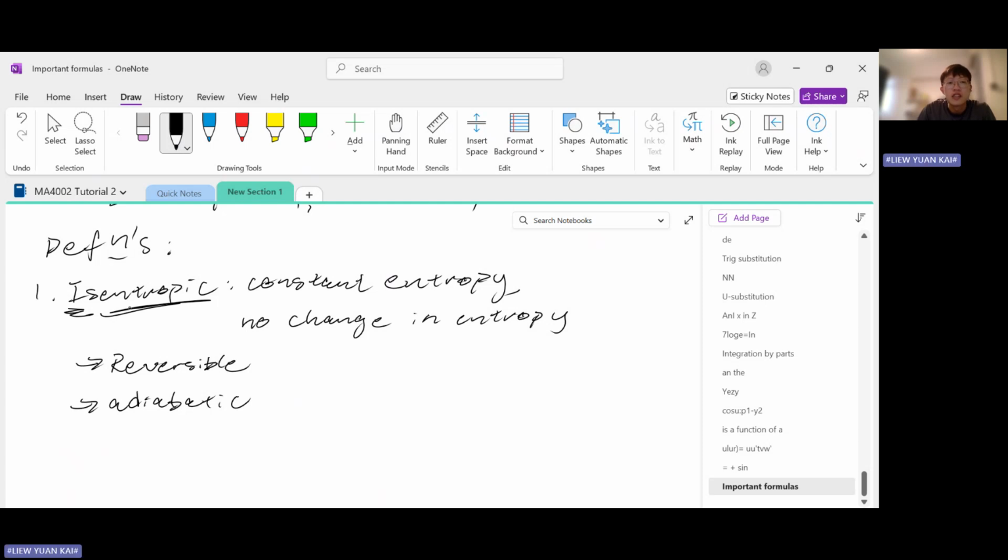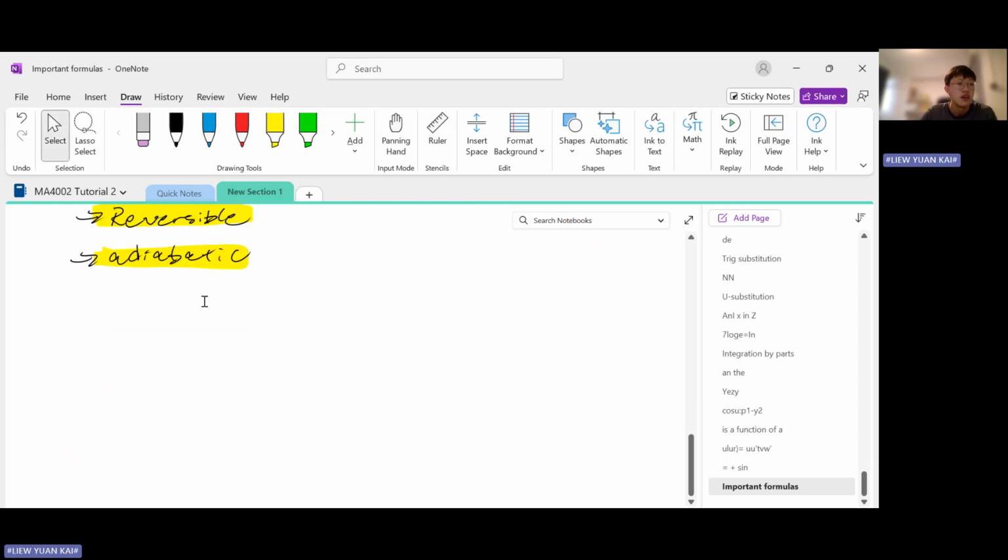And there are conditions that give rise to an isentropic process. Number one, the process must be reversible. Reversible means there are no irreversibilities. Irreversibilities are things that can cause energy losses, for example friction or shocks. Number two, it must be adiabatic. Adiabatic means there's no heat transfer. There's no heat being injected into the gas, and no heat being extracted from the gas. These two conditions must be satisfied for the process to be isentropic.